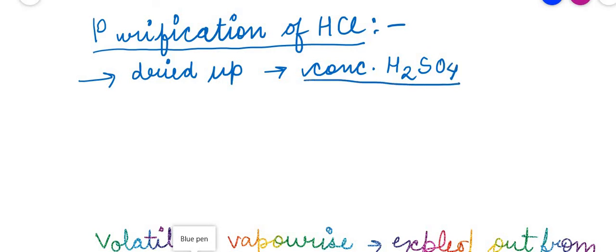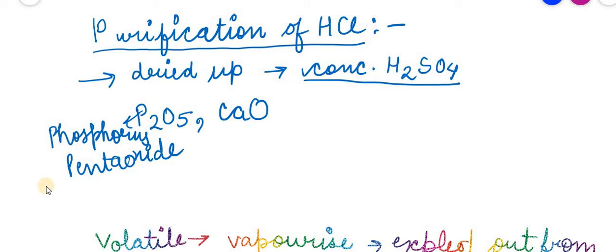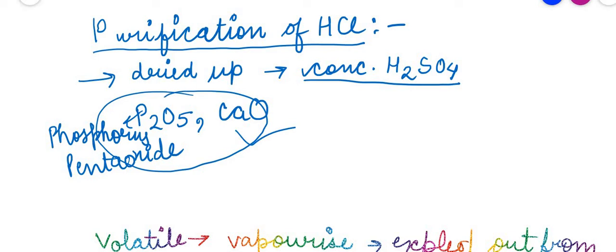Some other drying agents we can also use are P2O5, your phosphorus pentaoxide, and quicklime, that is CaO. But the question here is that we cannot use such drying agents, because you already studied these drying agents in class 9. We are not going to use these drying agents.